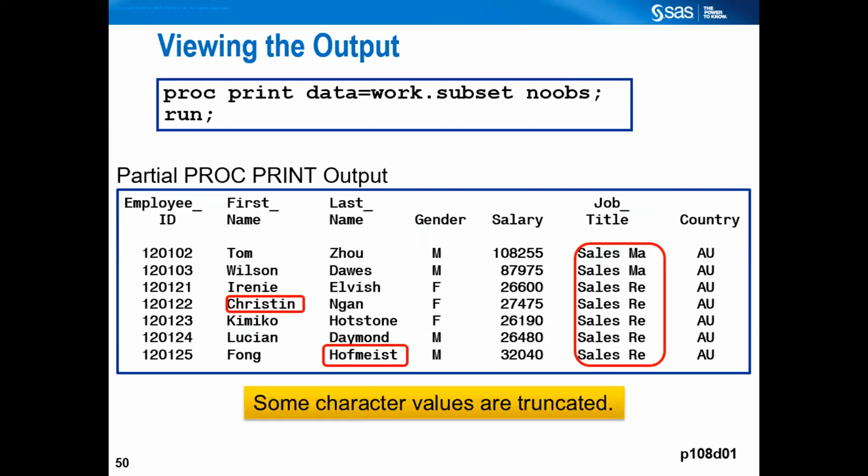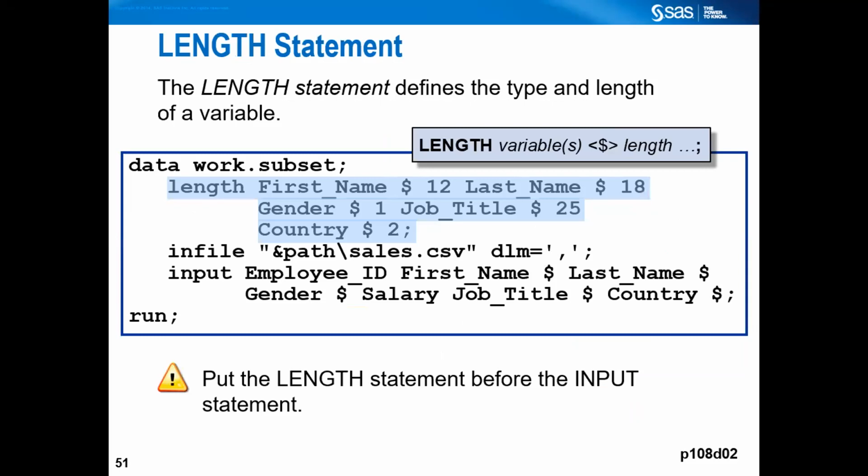Hence, you get this output. But when you see the result, you find the values are truncated. Why? Because the default length is 8 bytes. So SAS reads only till 8 characters. Then how will you adjust this? With the length statement. So what is the syntax for length?